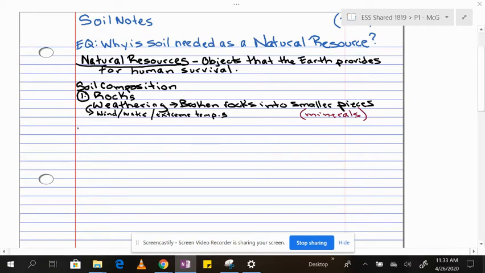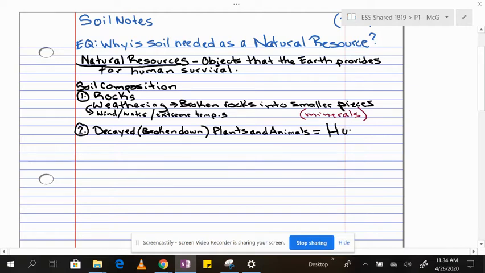All right, the second thing that the video told us was we need to go ahead and look at decayed plant and animal matter. Decayed is just another word for broken down. So it's kind of like weathering, but we don't call it weathering when we're dealing with plants and animals. This is broken down plants and animals.